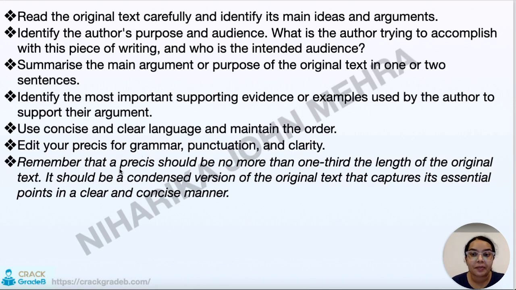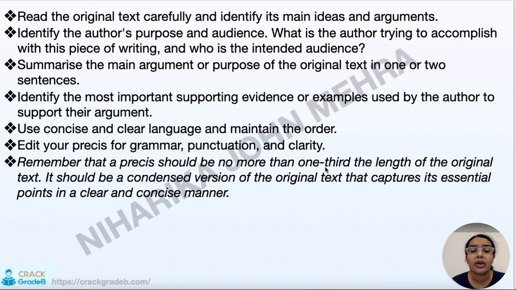Remember, very important, a precis should be no more than 1/3 of the length of the original text. Okay, so it is the condensed version of the original text that captures the main points. 1/3. So you need to do a little bit of calculation. You will already see how many words you have typed, and beyond the limit you won't be allowed to type. Still, let's say you have a paragraph of 600 words, so it's very simple that you need your precis in 200 words.